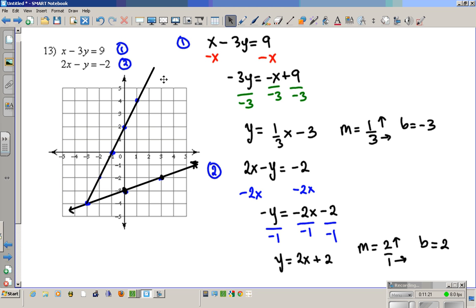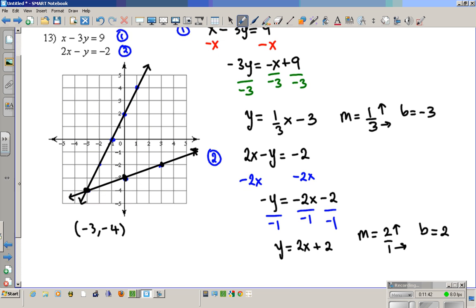Okay. So there goes your final result. So what is our solution going to be? The intersection will be the solution, right? So there goes the intersection. Coordinates of the intersection is -3, -4. So there's a solution.